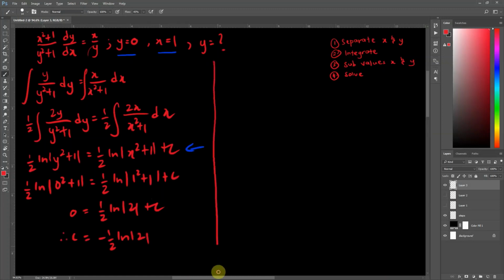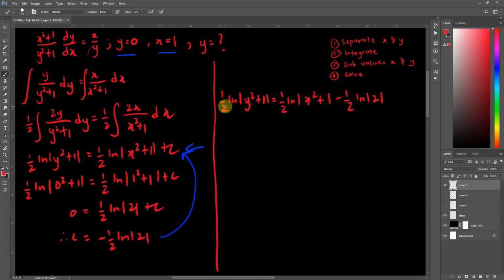Okay, so next, after I get my c, I sub back into the equation. I will sub this c back into this equation. When we sub back, we will get half ln of y squared plus 1 equals half ln of x squared plus 1. c is minus half ln 2.